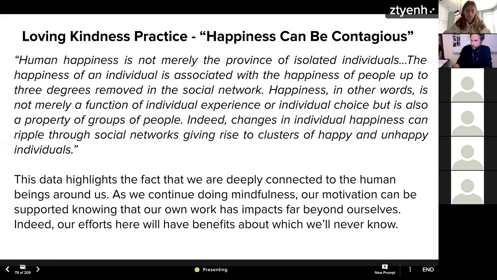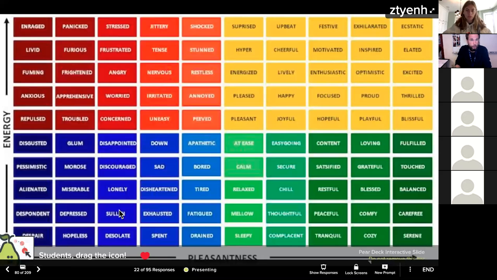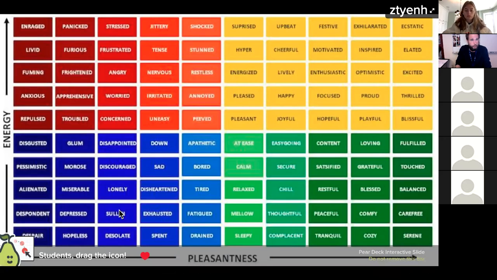So the practice begins really simply. What I'd like you to do is to bring someone to mind. It could be someone close to you. It might not be someone close to you at all. It could be someone that you walked by yesterday and that you don't know very well. It could even be a pet for that matter. It doesn't have to be a human. But I'd like you to bring that person to mind. Really picture them.